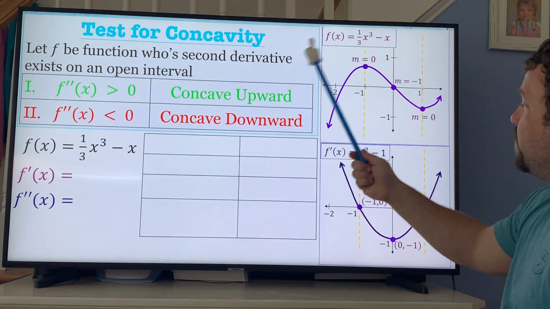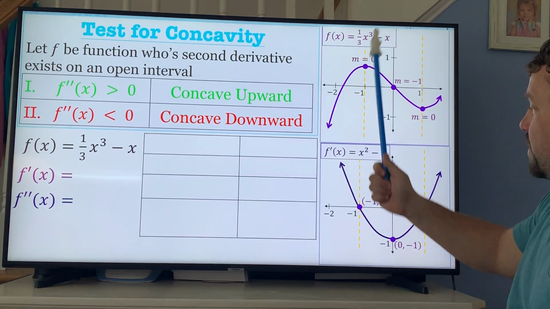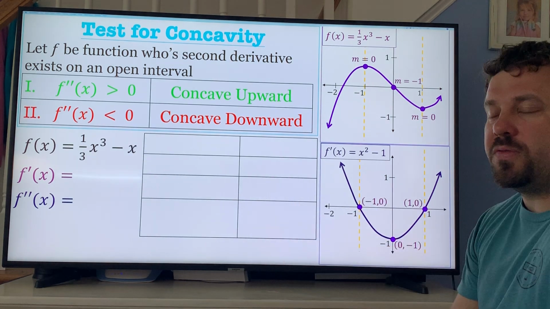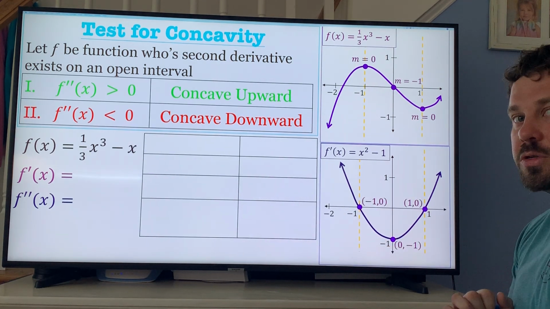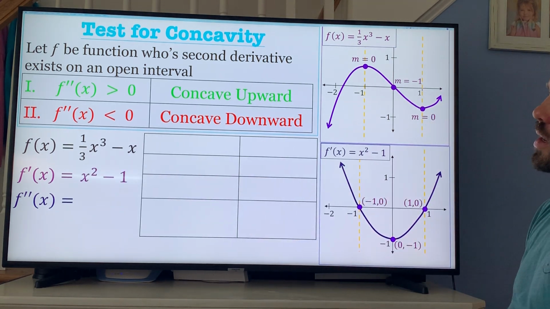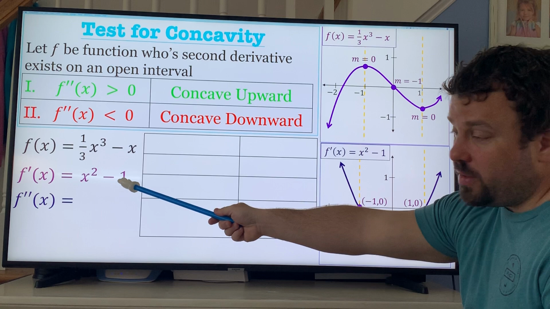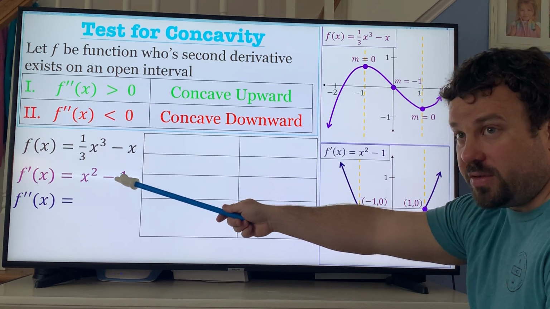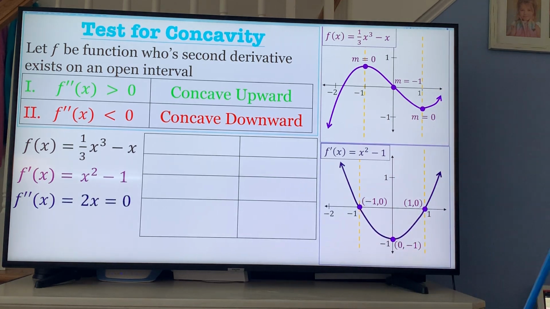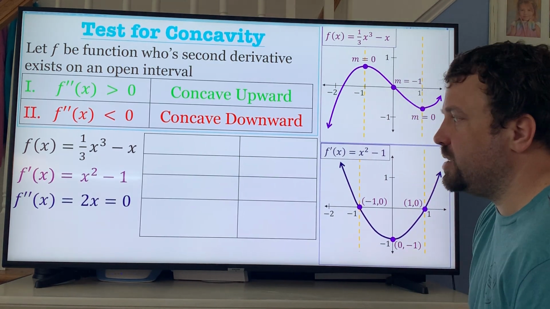This graph is f, and this is the derivative of this graph, so you can see the relationship between the two. First thing I want you to do is find the second derivative of that. Good. 3 times the third is x squared minus 1. So that's your first derivative. If we wanted to find increasing and decreasing, we'd set it equal to 0 and solve for x. But we want to find concavity, so we take the derivative again.